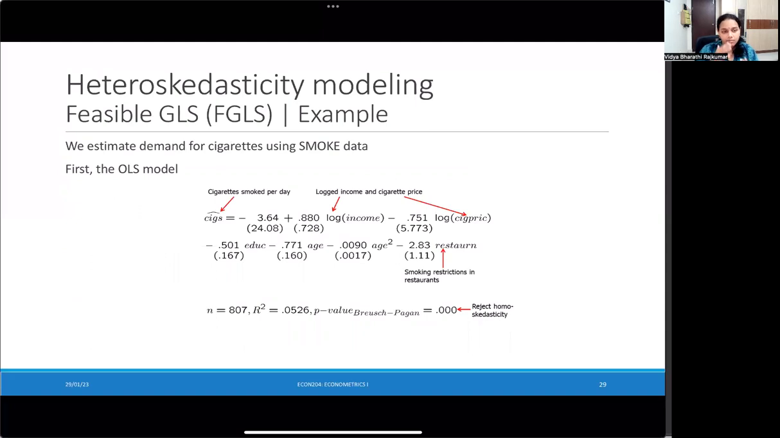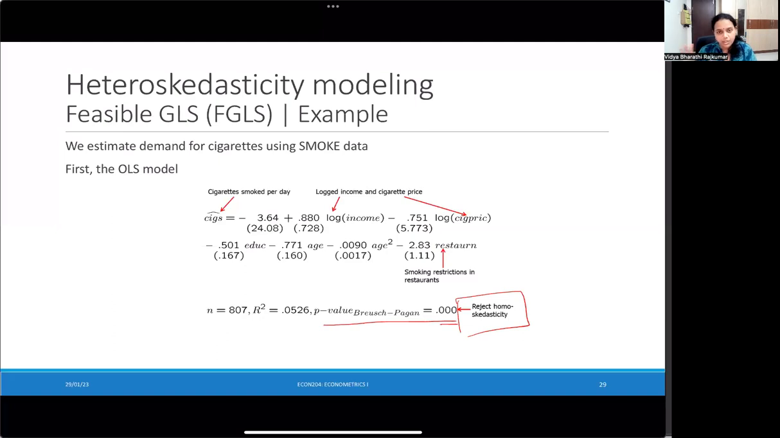So we're looking at the number of cigarettes that somebody is smoking per day as a function of their income, the price of cigarettes, the person's education, age, and whether they live in a state which has smoking restrictions in the residence. If we run an OLS regression as it is, and do a Breusch-Pagan test for heteroscedasticity, the p-value of that test is really, really tiny. A low p-value is evidence against the null, where the null is homoscedasticity. So we are now rejecting the null and concluding that there is heteroscedasticity in the model.